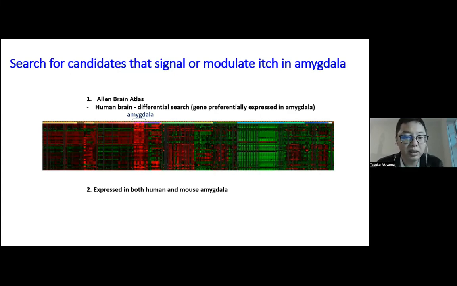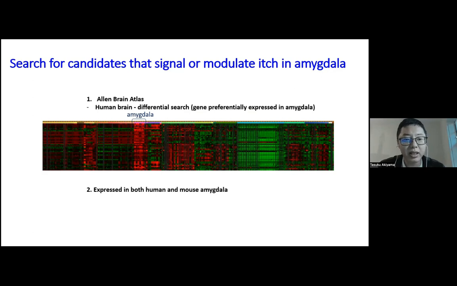Since we have a good model, we want to see which kind of molecules are actually involved in this processing. To find that out, first we searched for candidate genes that may signal or modulate itch in the amygdala.